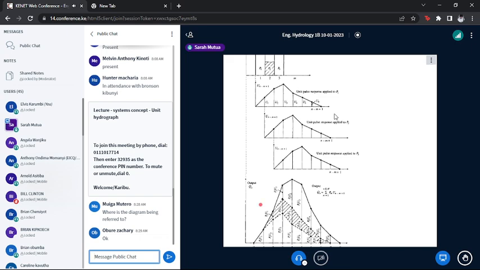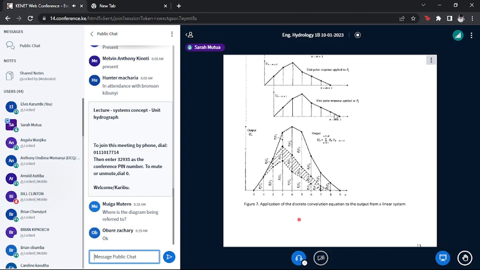I will expand the equation and then get back. I can get back through WhatsApp, or I can explain it during the next class. So this is about this unit response function.